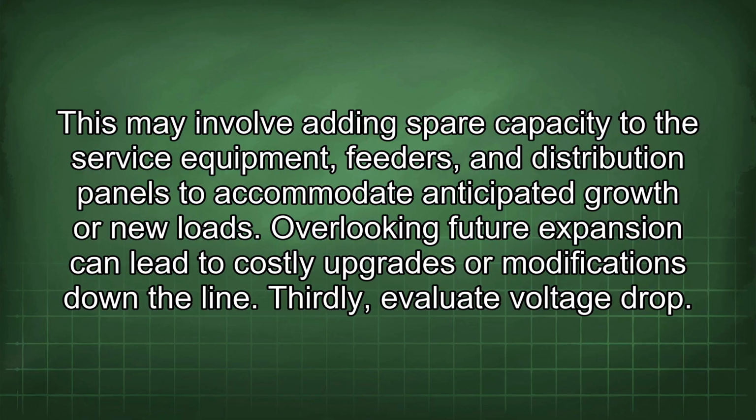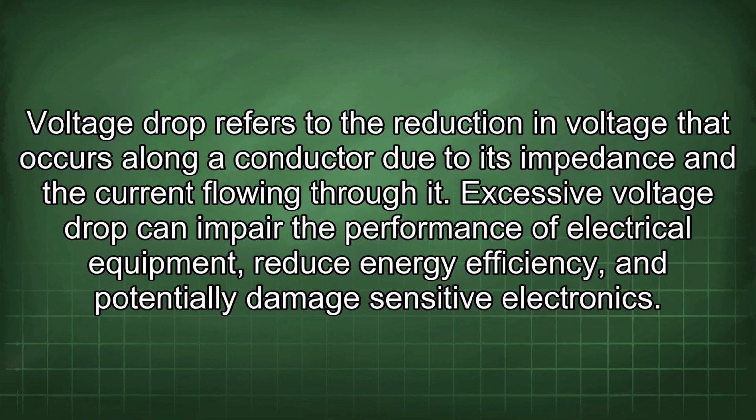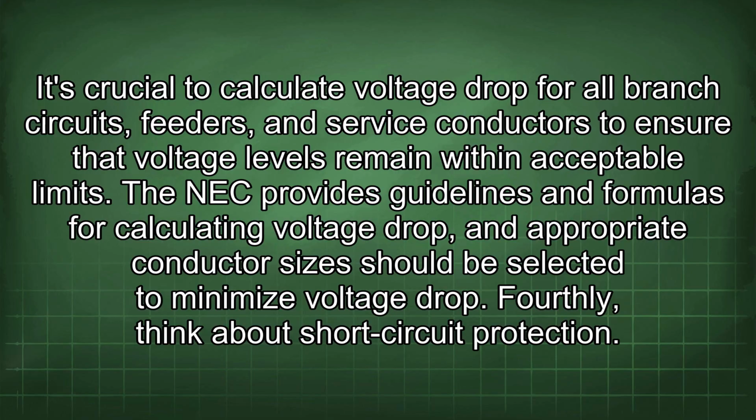Thirdly, evaluate voltage drop. Voltage drop refers to the reduction in voltage that occurs along a conductor due to its impedance and the current flowing through it. Excessive voltage drop can impair the performance of electrical equipment, reduce energy efficiency, and potentially damage sensitive electronics. It's crucial to calculate voltage drop for all branch circuits, feeders, and service conductors to ensure that voltage levels remain within acceptable limits. The NEC provides guidelines and formulas for calculating voltage drop, and appropriate conductor sizes should be selected to minimize voltage drop.